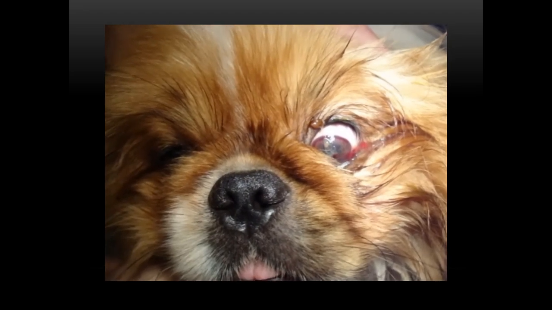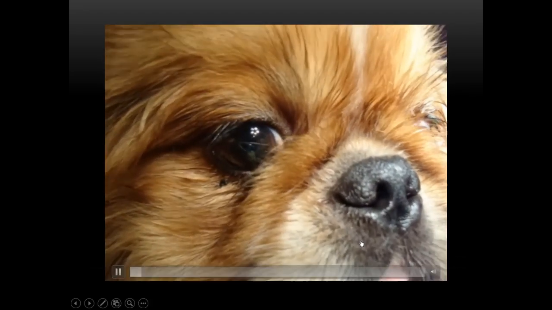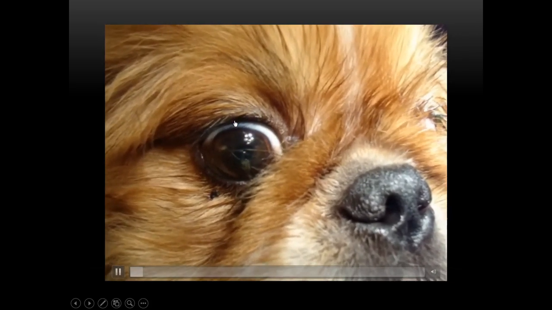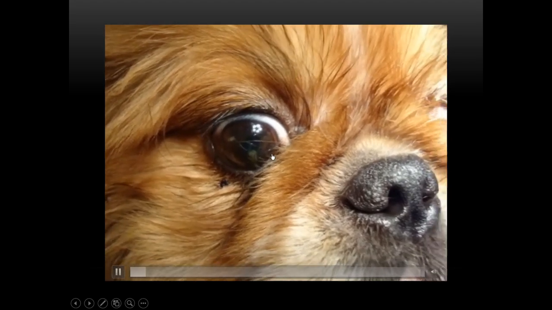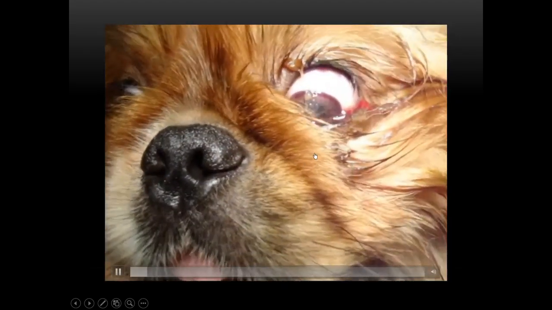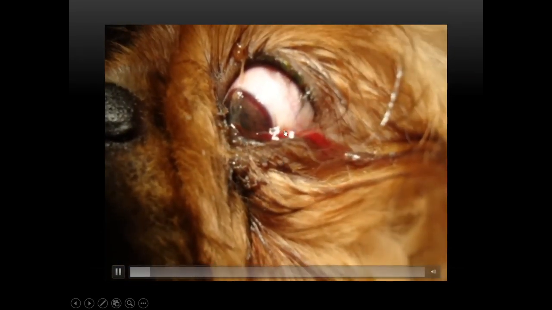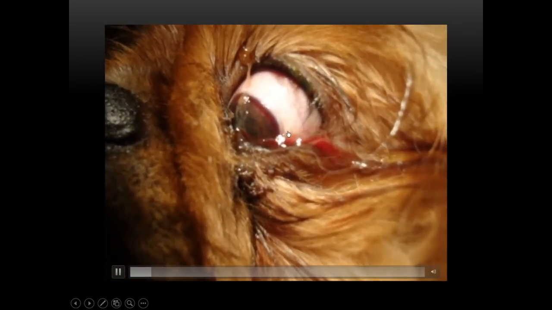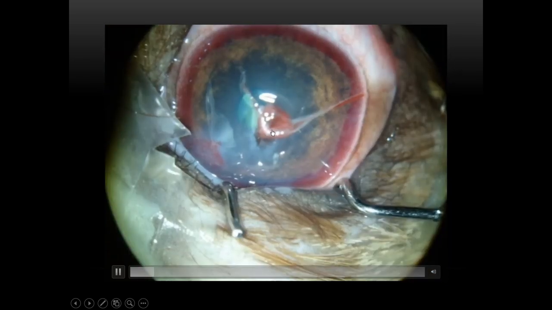So the dog is under anesthesia already. This is the right eye. We have some fur rubbing on the corneal surface, and this is the eye that had trauma 24 hours before this video. So a lot of inflammation already.